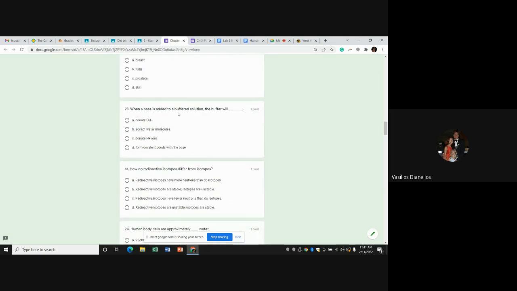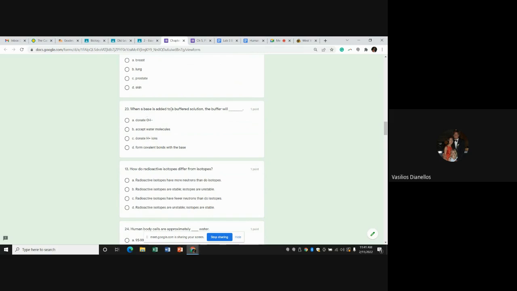When a base is added to a buffered solution. All right, here we go. I like this because earlier I asked you what a buffer is, and it's something that resists the change in pH. This is a better question because it requires you to think a little bit more. Yeah, you know it resists changes in pH, but this question also requires you to know that something that's acidic has H plus ions. Something that's basic has OH minus ions. So let's look at the options.